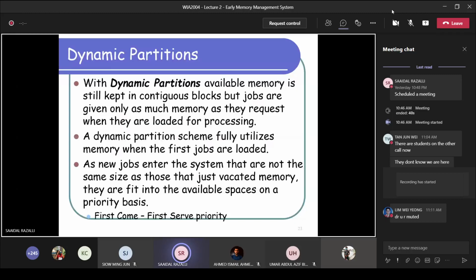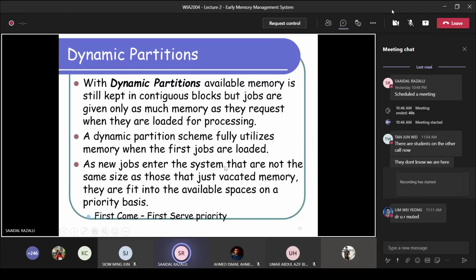Now we go to the third one, the dynamic partitions. With dynamic partitions, available memory is still kept in contiguous blocks, but jobs are given only as much memory as they request when they are loaded for processing. As the name suggests, it becomes dynamic. It allocates memory based on the job size. A dynamic partition scheme fully utilizes memory when the first jobs are loaded.